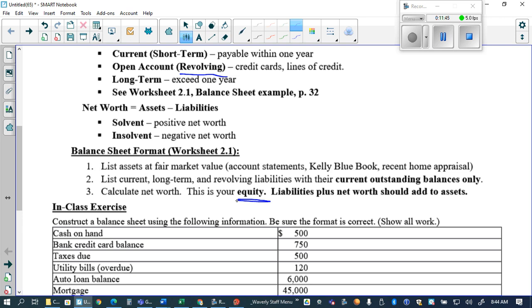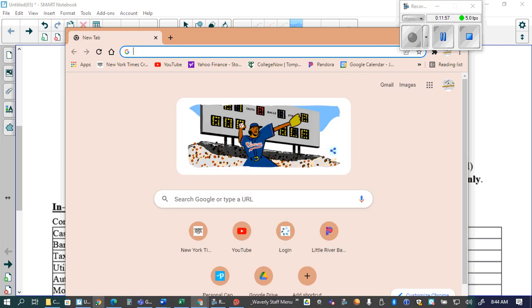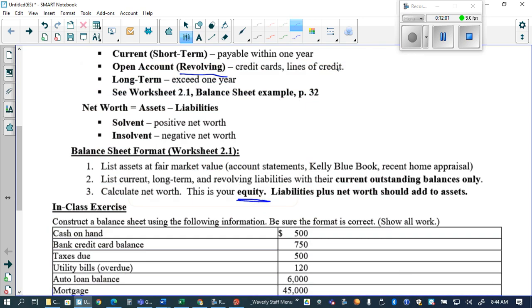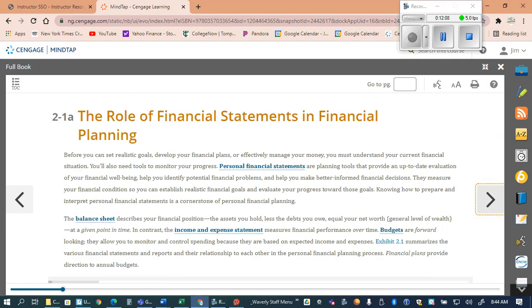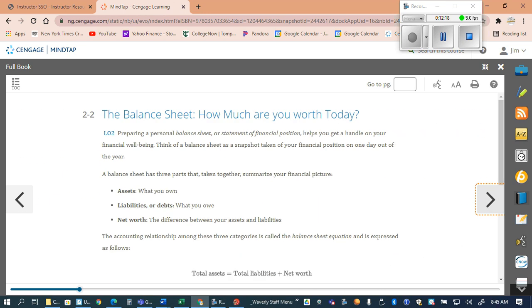The balance sheet, if we go to page 32 in the book, I can't even find that. Nope, it's not that one. I had it open. No, here we go again. Too many things open. What else do we got here? Highlighted. Talked about that.